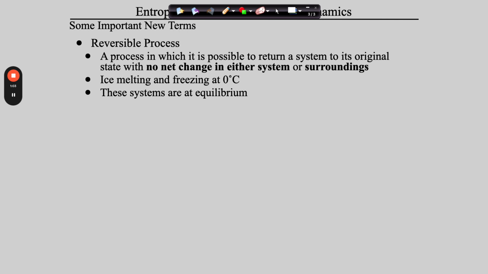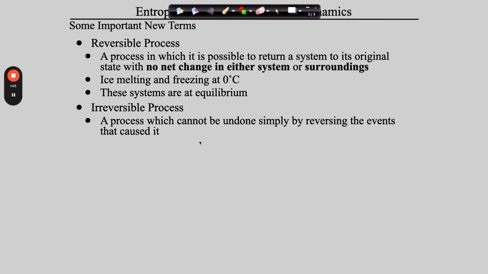Now guys, what about irreversible processes? So guys, an irreversible process is a process that cannot simply be undone by reversing the process.